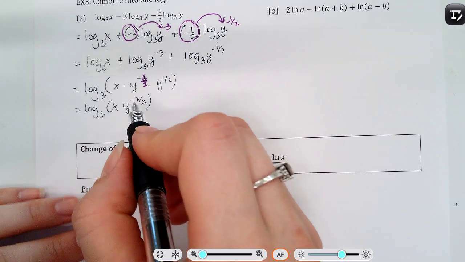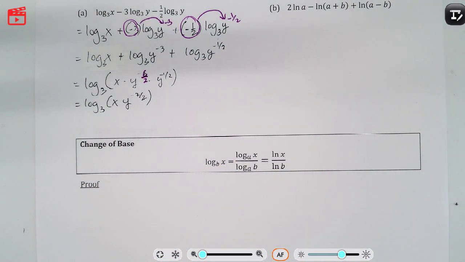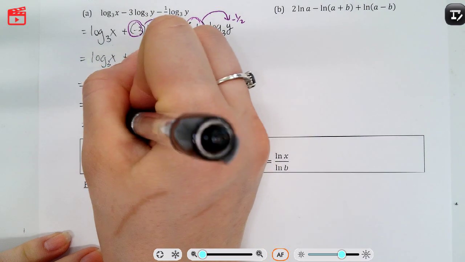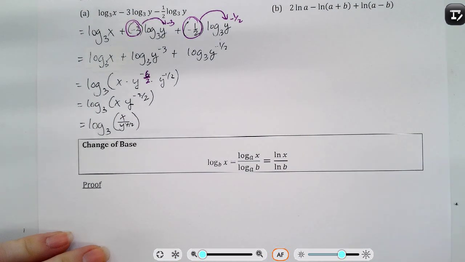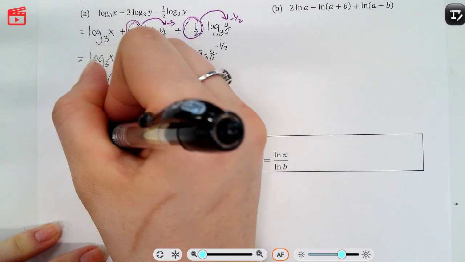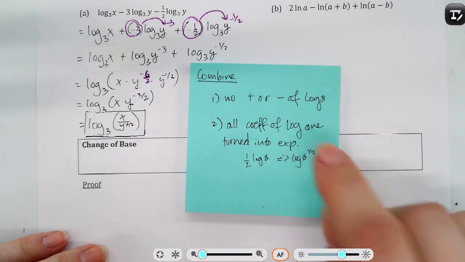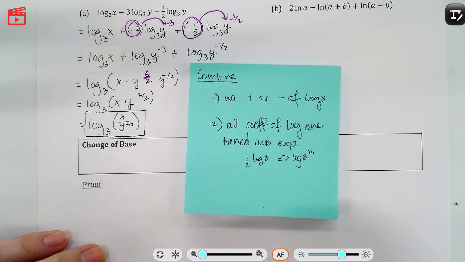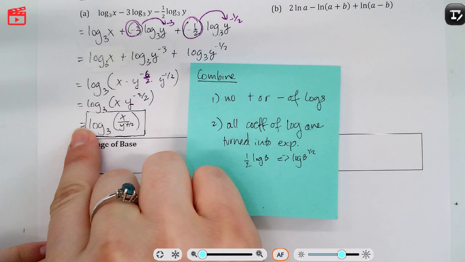Okay, but we can't have a negative exponent. So we're going to take the reciprocal. And there we go. It is now condensed. So we can check our checklist. There's no addition or subtraction of logs, check, and all coefficients of the logarithm are turned into an exponent. Or another way of saying it, the coefficient of our logarithm is a positive 1, which it is, check.